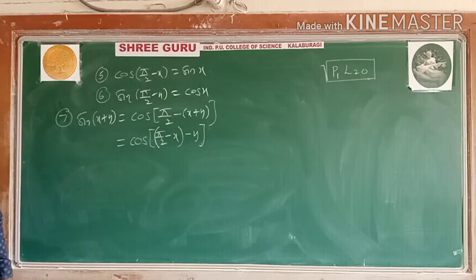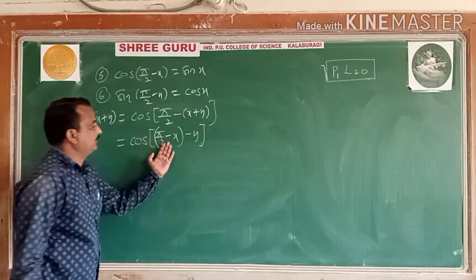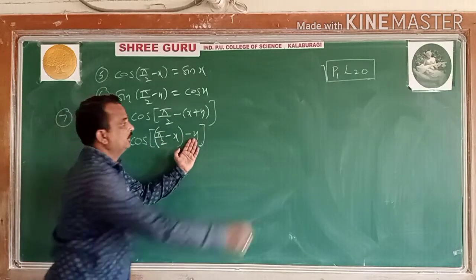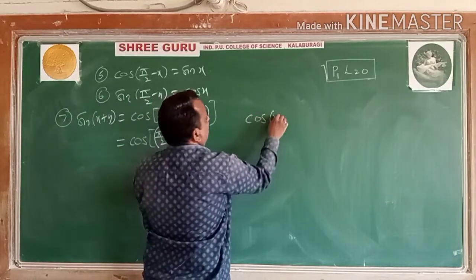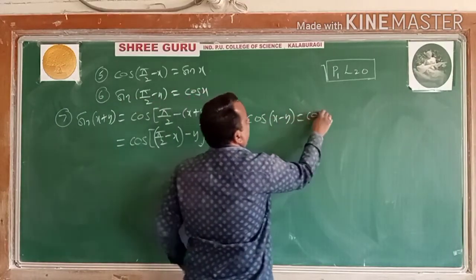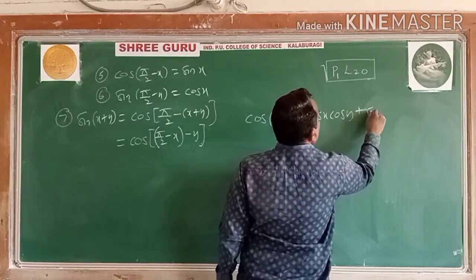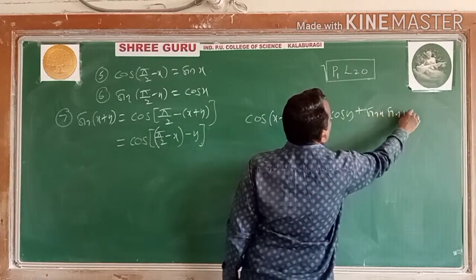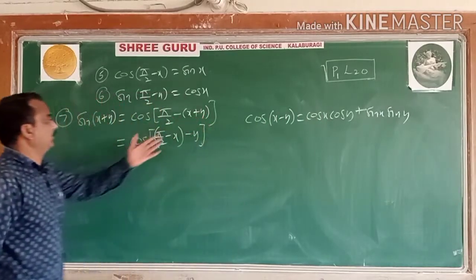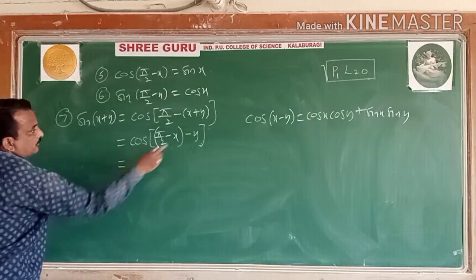Minus of y it is. Consider this as x and this as y. We have just proved the cos x minus y result. What is cos x minus y? Cos x cos y plus sin x into sin y. We have just proved that, and using that we have taken it. So you may expand using this one.